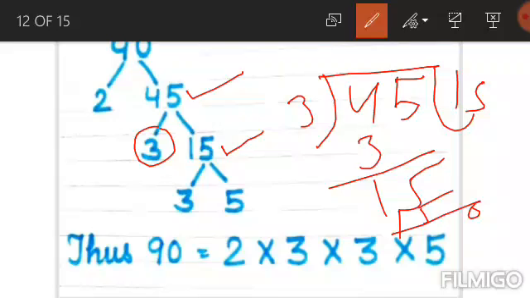Now 15 is again divided by 3, we get 5. So the prime numbers or prime factors are 2, 3, 3 and 5.